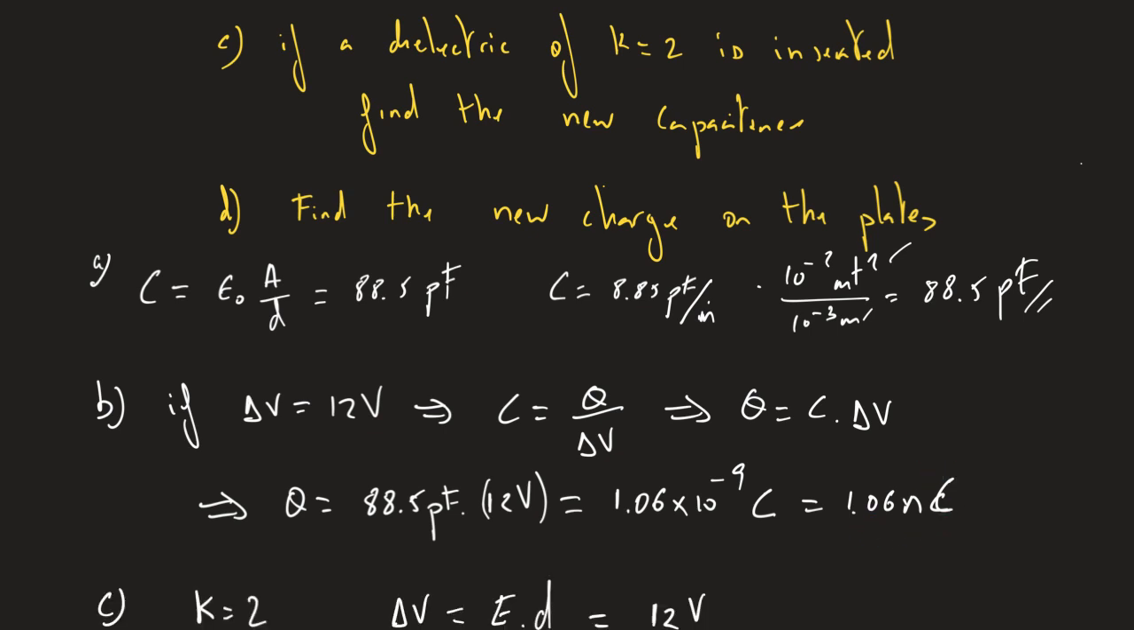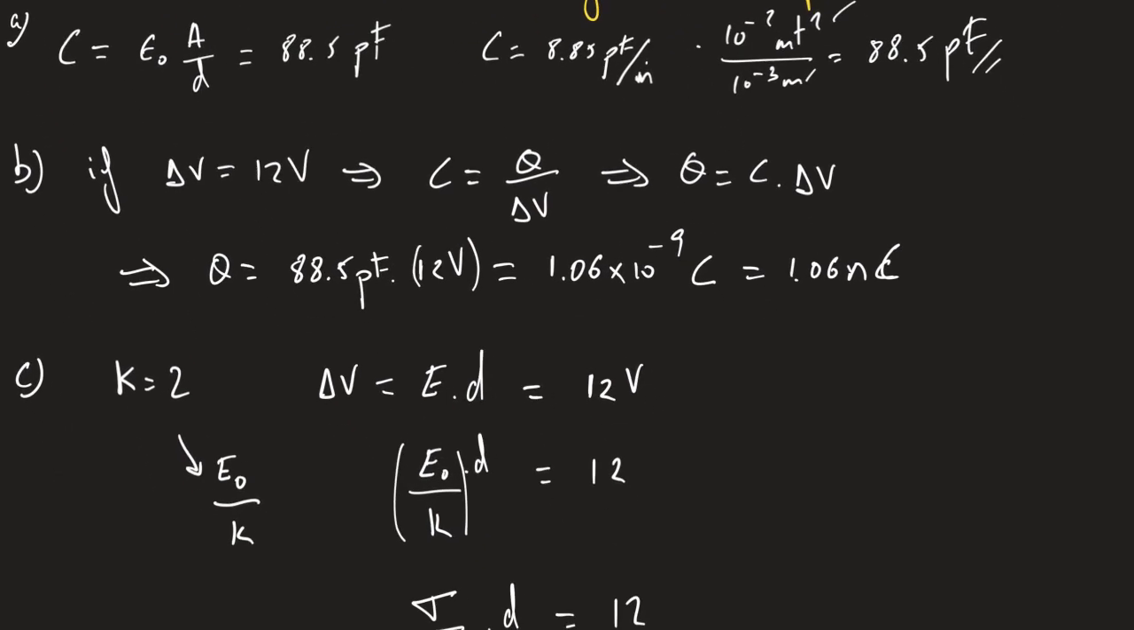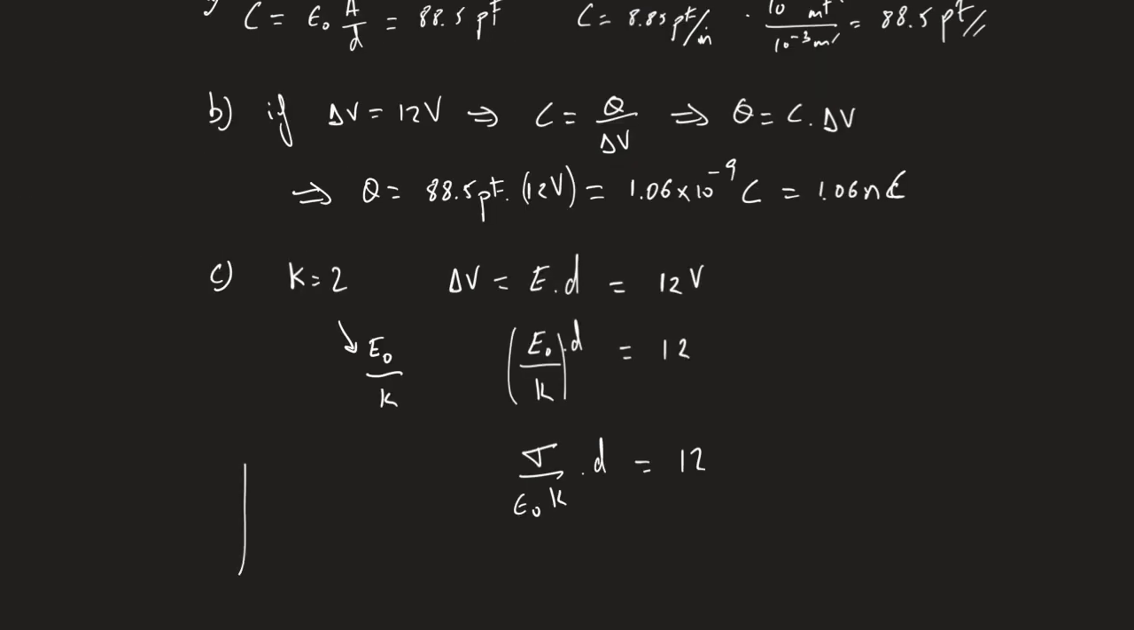Now part C is different. It says, if you have this capacitor, what will happen with the charge in the plates when you insert a dielectric? When you insert a dielectric, what is the new capacitance? Well, the new capacitance, C new, will be K times the old capacitance. So it will be 2 times the old capacitance.